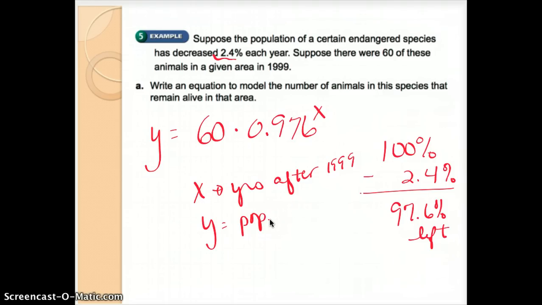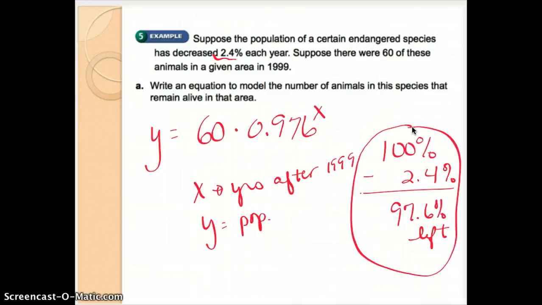Okay, so this is of key importance. A lot of people, when I've taught them in the past, want to just multiply. They're like, oh, it's decaying, I'm just multiplying by 2.4% every year, but that's not true because you have to see what you have left, okay? So you have to multiply by 100% minus that amount.